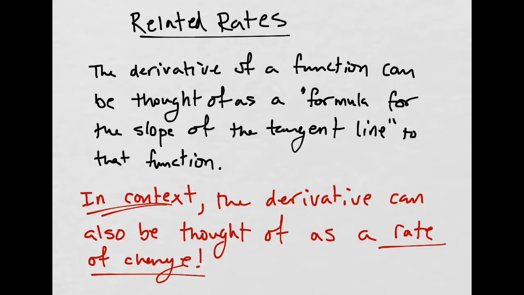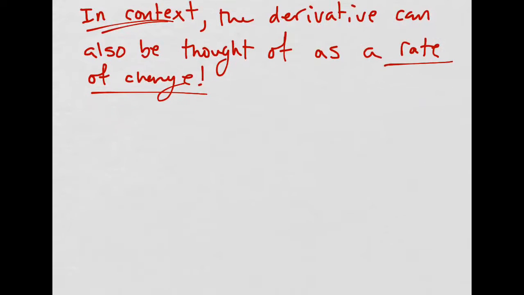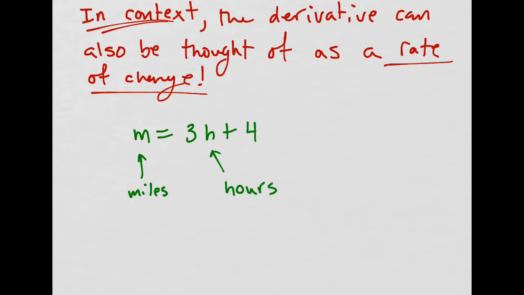In context, it's a rate of change. Well, what the heck am I talking about? Let's see. Suppose we have a function, m, where m is in miles, and this function is in terms of h, where h is hours. This function would give us however many miles traveled if we input the number of hours. That's really what it's saying.